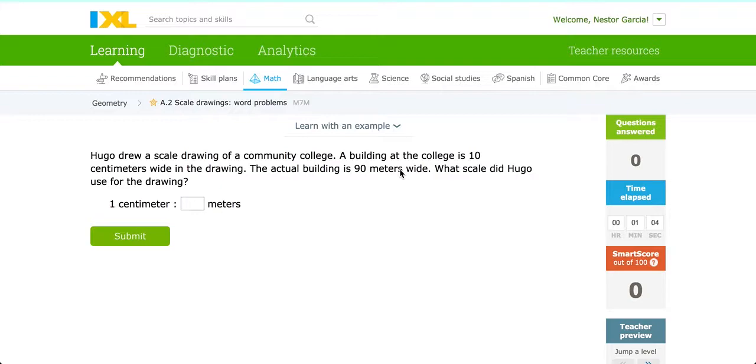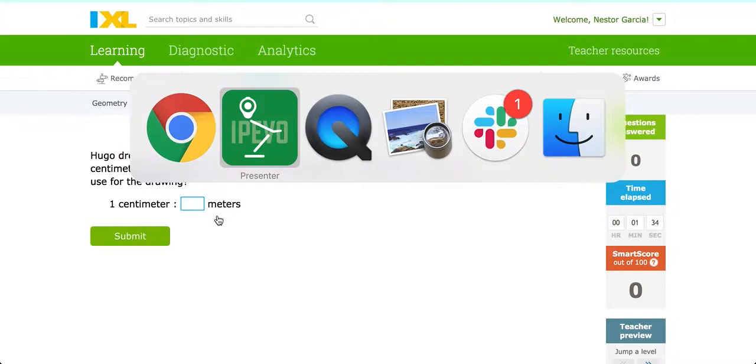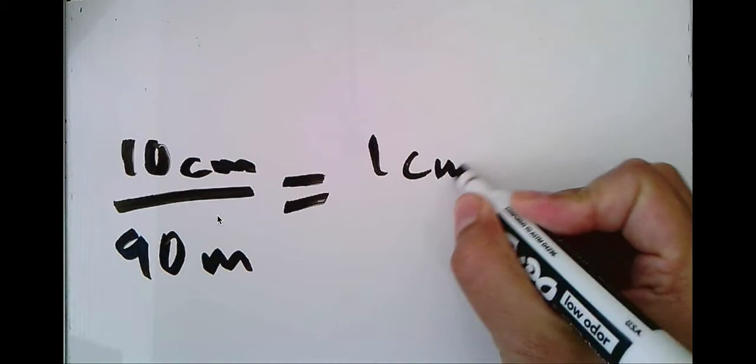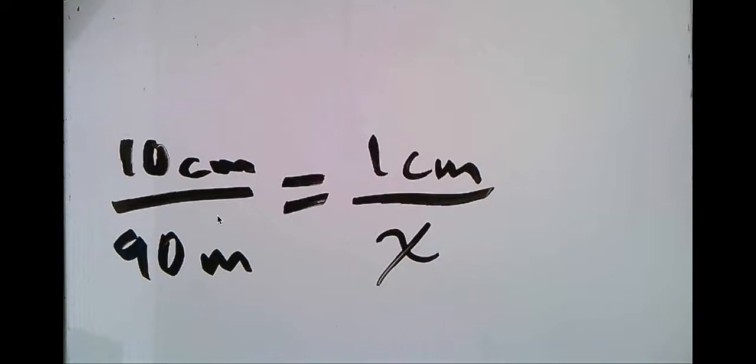Now, what scale did Hugo use for the drawing? 1 centimeter to blank meters. So the blank is our variable, our missing piece. What matters here is that we keep the 1 aligned with the centimeters. So this should be 1 centimeter. And what we are missing is down here. That could be your X or whatever you want to call it. You can write a question mark if you wish, just leave it blank.